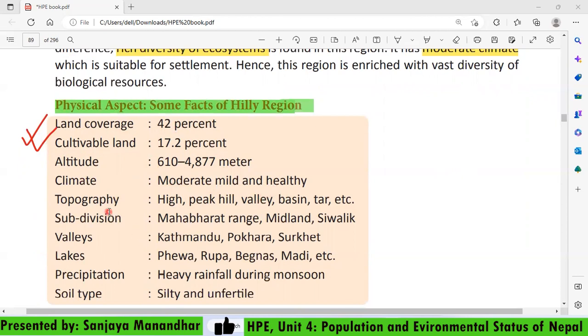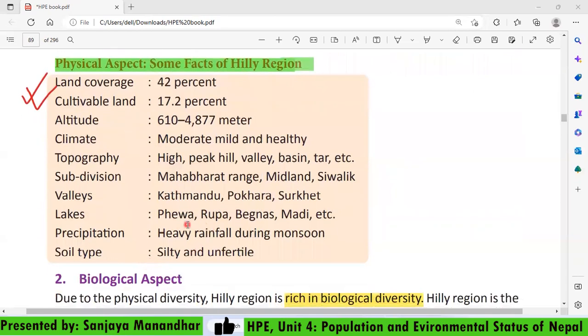Topography: high peaks, hills are there, valleys are there, basins, tars are there. Subdivisions: Mahabharat Range, Midland and Shivalik Hills, or you can say Chure. Valleys: Kathmandu, Pokhara and Surkhet. Lakes: Phewa Lake, Rupa Lake, Begnas, Maidi, etcetera. Precipitation means, I already told you, the rainfall pattern: heavy rainfall during monsoon. Okay, this one you note down.